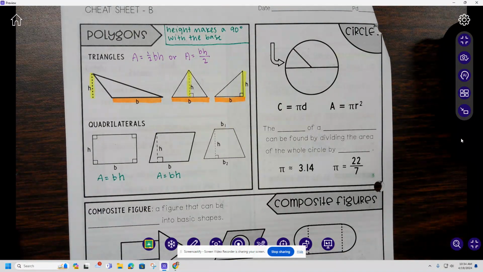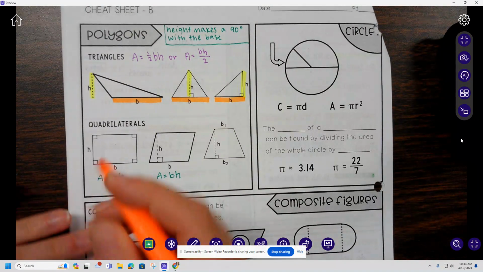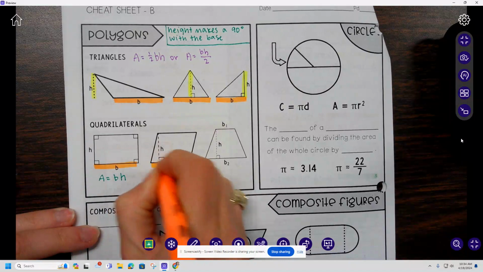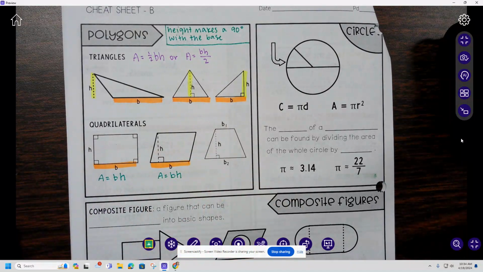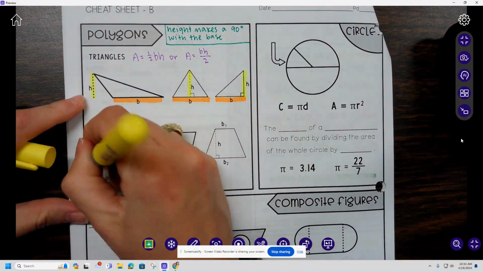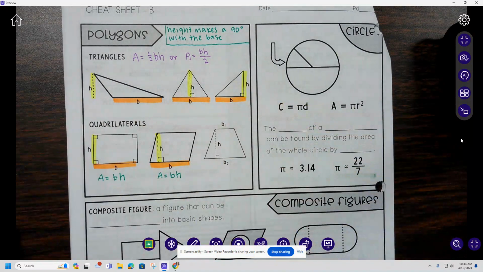So these also have bases and heights. And the same rule applies. They also make a 90-degree angle with the base.